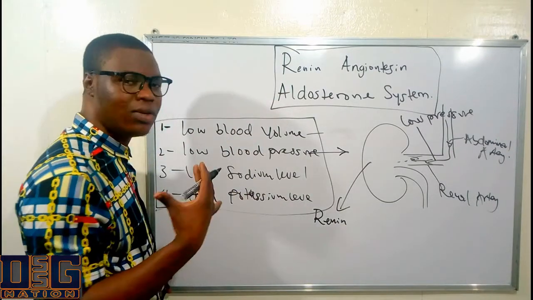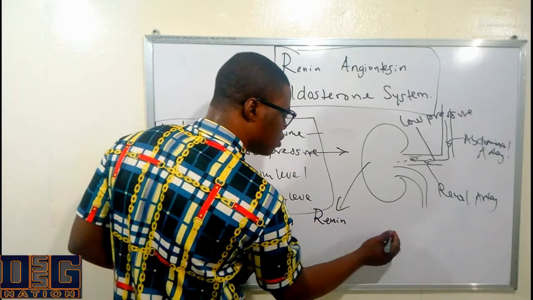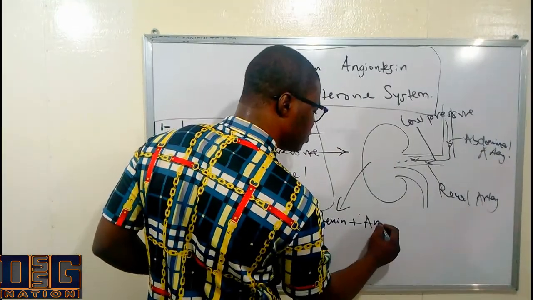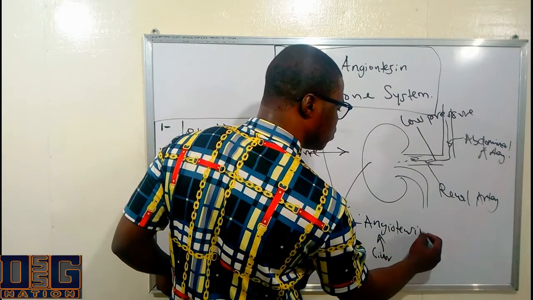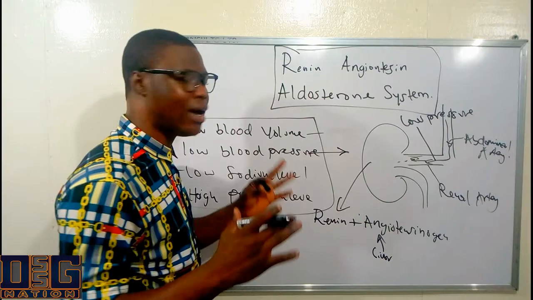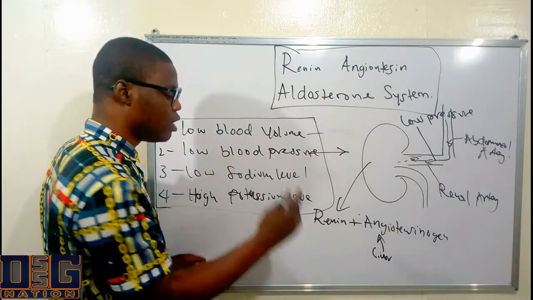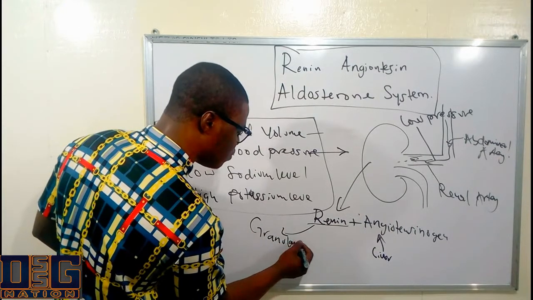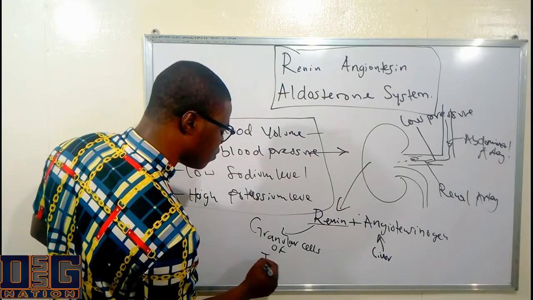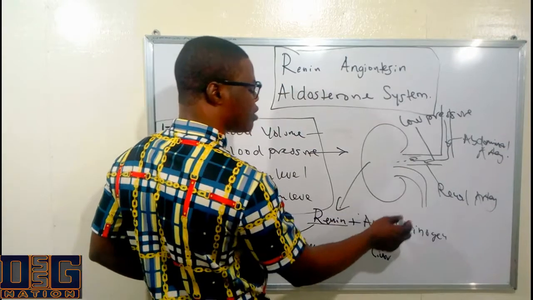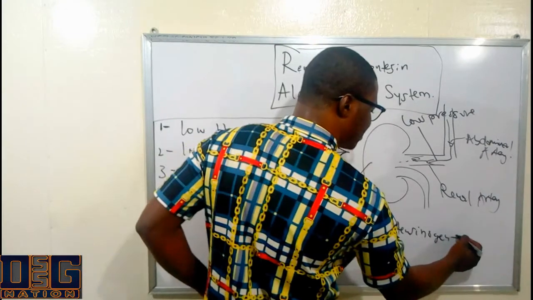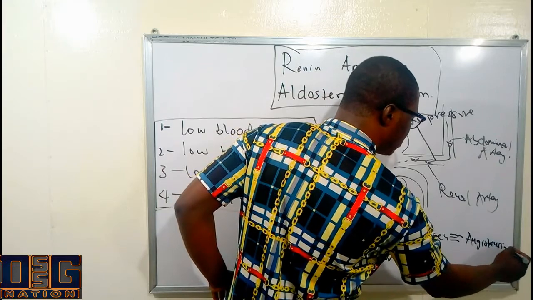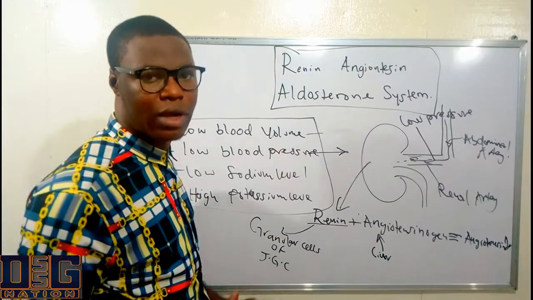So after the secretion of renin, what will happen next? The liver as well is going to secrete what? The liver is going to secrete angiotensinogen. Angiotensinogen is the inactive form of angiotensin. So this renin produced from the granular cells of the juxtaglomerular complex, JGC, is going to act on angiotensinogen produced from the liver, and it is going to convert it into angiotensin I. So that is the first thing that will happen.